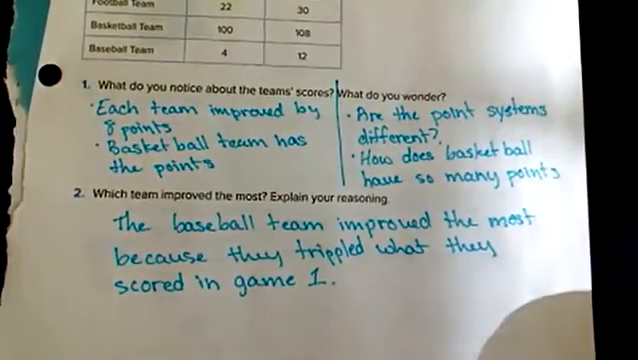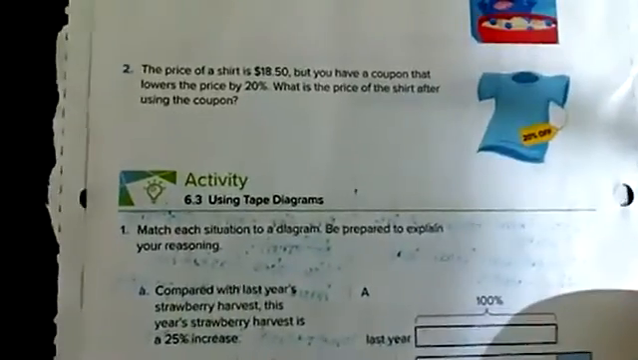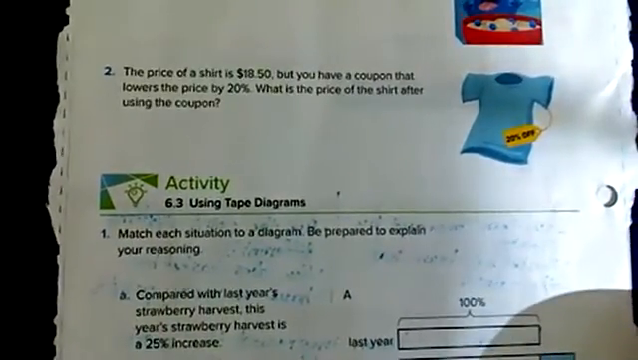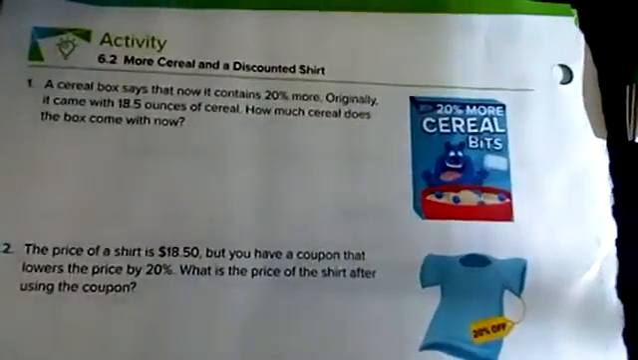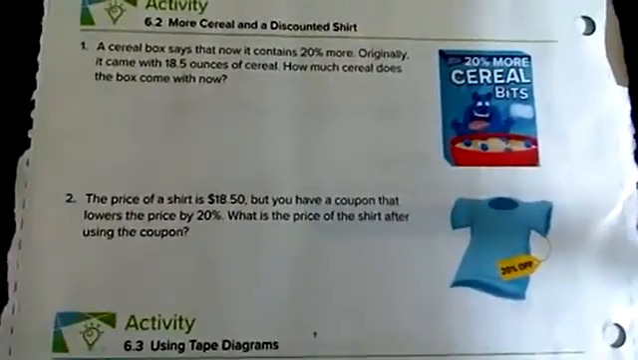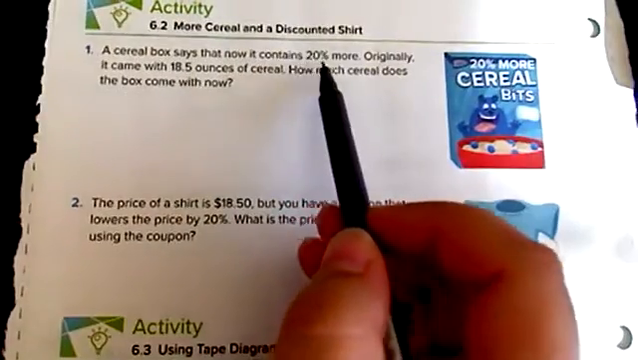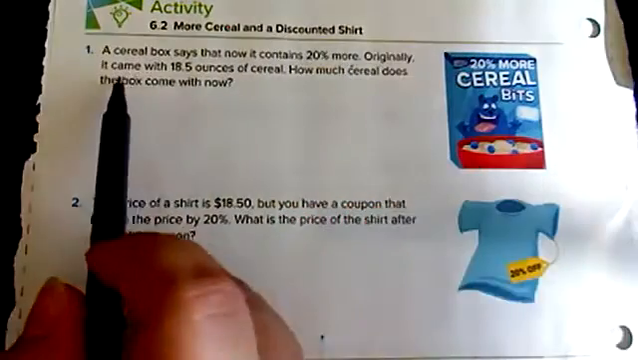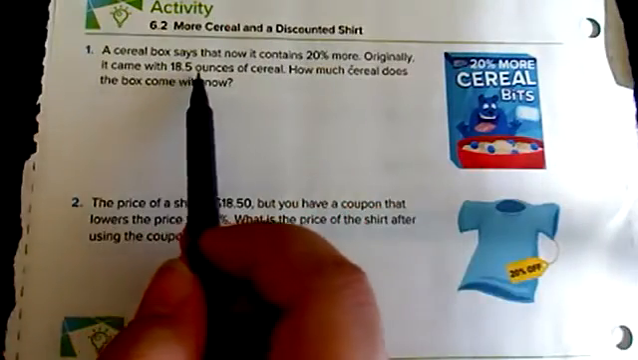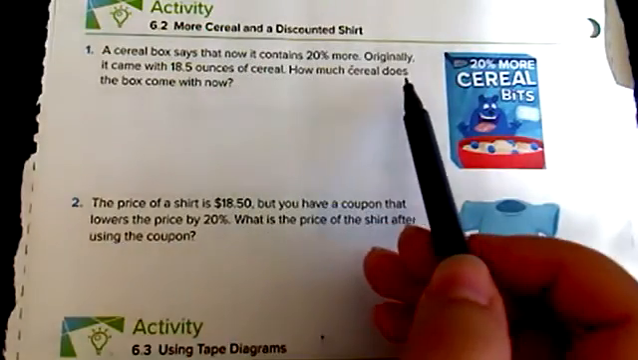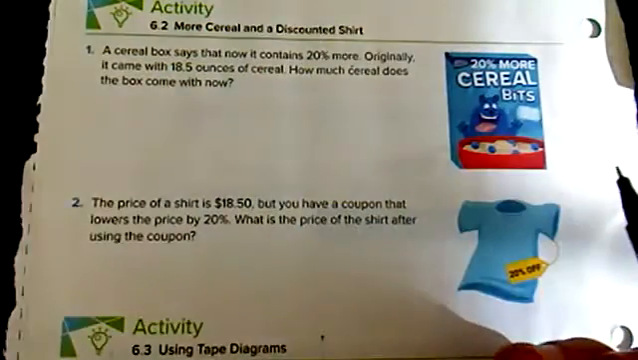All right, let's move on to page 280. And we're going to start getting into our percents here in our unit on proportions and percents. So number 1, a cereal box says that it now contains 20% more. Originally, it came with 18.5 ounces of cereal. How much cereal does the box come with now?